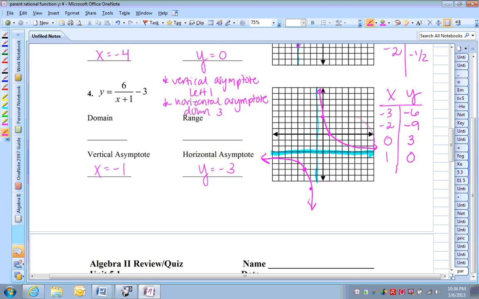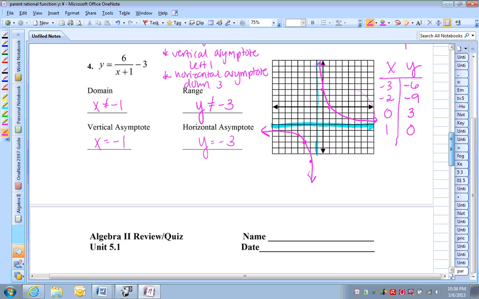And hopefully you should be recognizing the pattern now: my domain is all real x values except for negative 1. So x cannot equal negative 1. And my range is all y values except for my horizontal asymptote, so y cannot have any y values of negative 3.